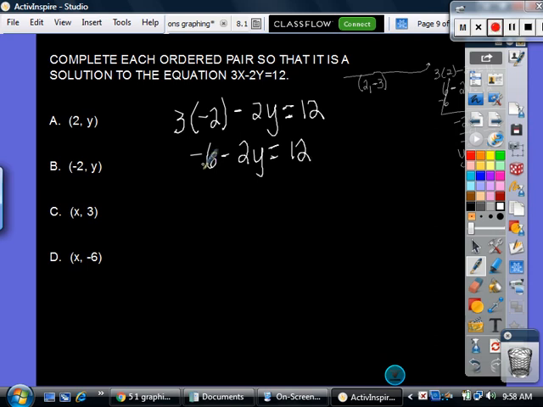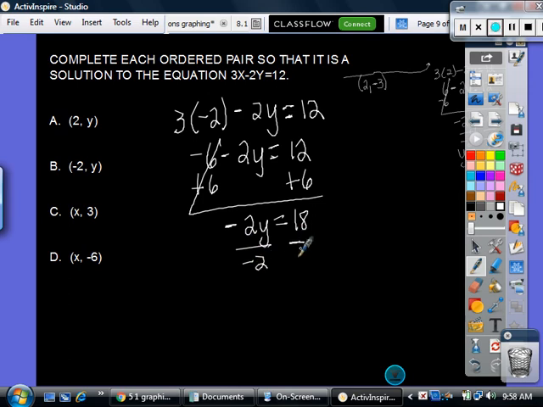I've got a negative 6 in the way. So to undo that, we'll add 6 to both sides. 12 plus 6 is 18. Divide both sides by negative 2. Y is negative 9. So this would be negative 2, negative 9. So I've got 2, negative 3, which is a point on my line, a solution to this equation, and also negative 2, negative 9. Any questions about how we're doing that?